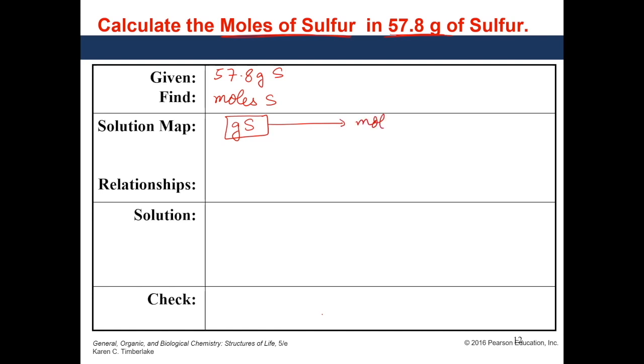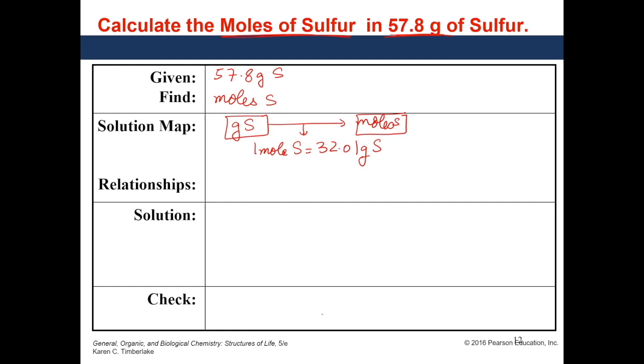Do we have a conversion factor that directly relates grams and moles of a substance? Yes. 1 mole of a substance is always its molar mass, which you can get from the periodic table. So if you look at your periodic table, 1 mole of sulfur will weigh around 32.01 grams of sulfur. So this is our conversion factor that will help us convert between these two units.